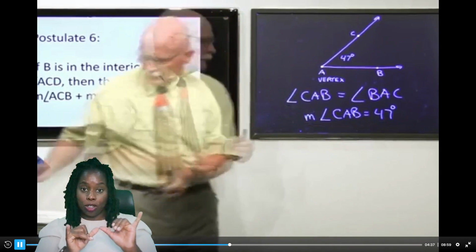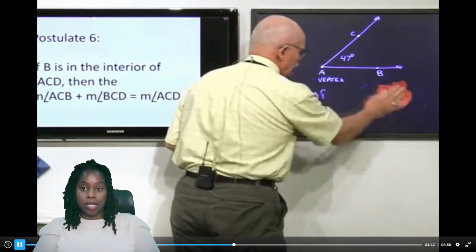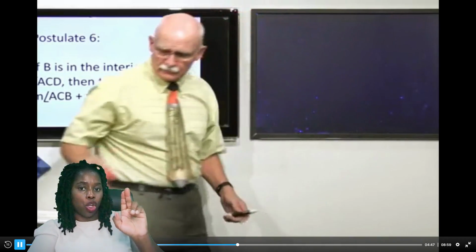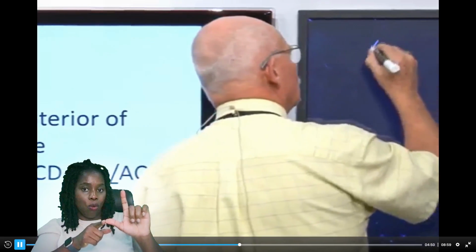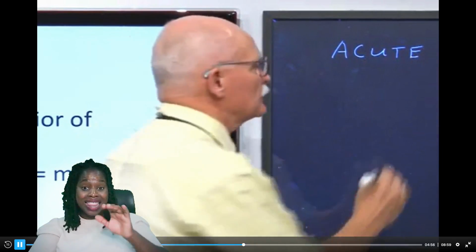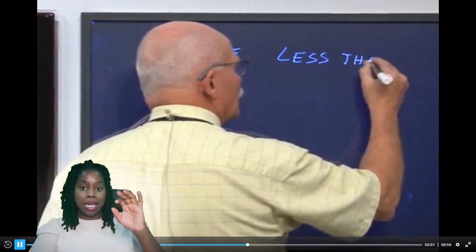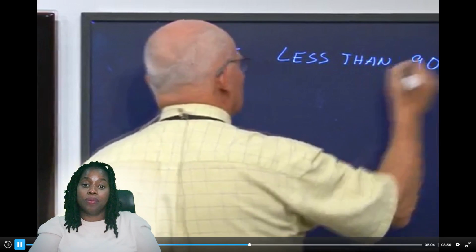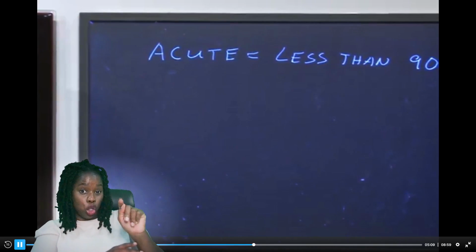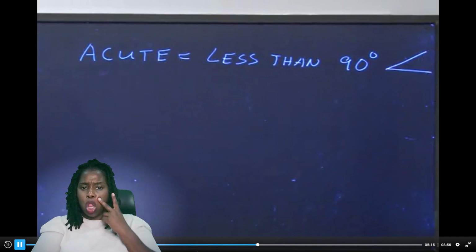Now this particular angle was 47 degrees, and it's an example of what we call an acute angle. So here comes some more terminology for you. An acute angle is an angle whose measure is less than 90 degrees. Acute means less than 90 degrees. So our example looked about like that.